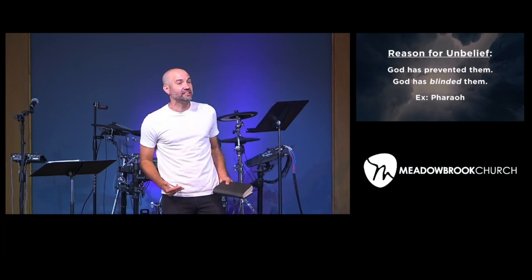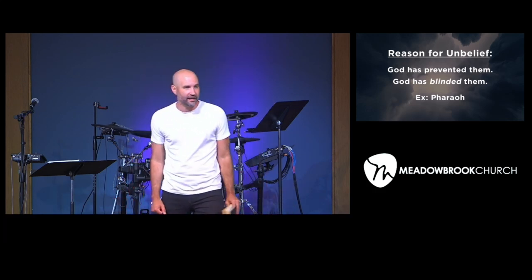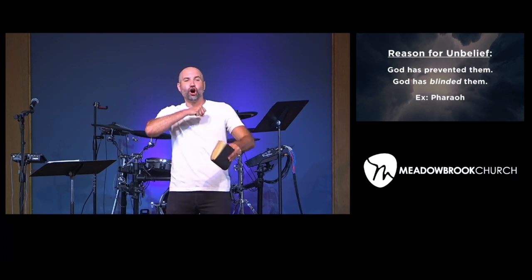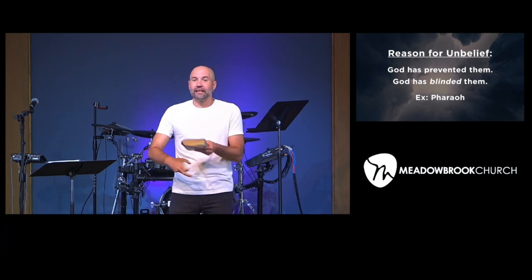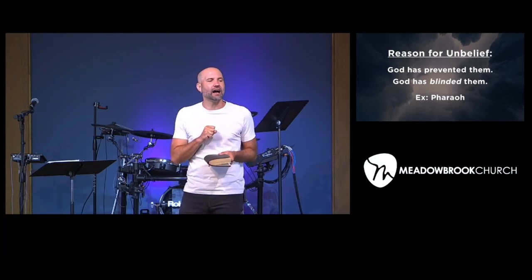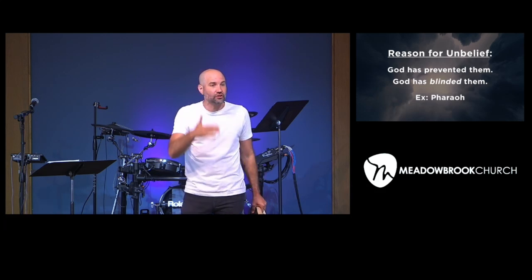And each time one of these signs come, Pharaoh's like, well, maybe I should let these people go. It's ruining my life. But then Exodus says, but then Pharaoh hardened his heart. He hardened his heart and said, nah, I'm going to hang on to them. Five times, after five plagues, each time Pharaoh hardens his own heart.